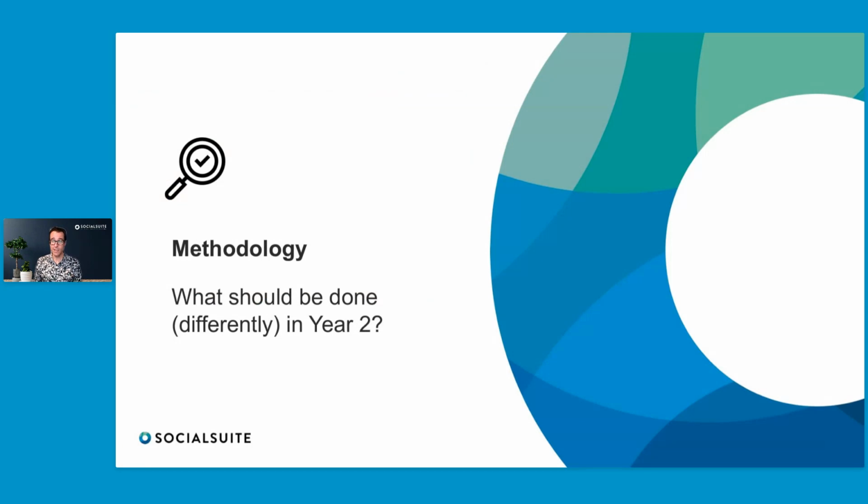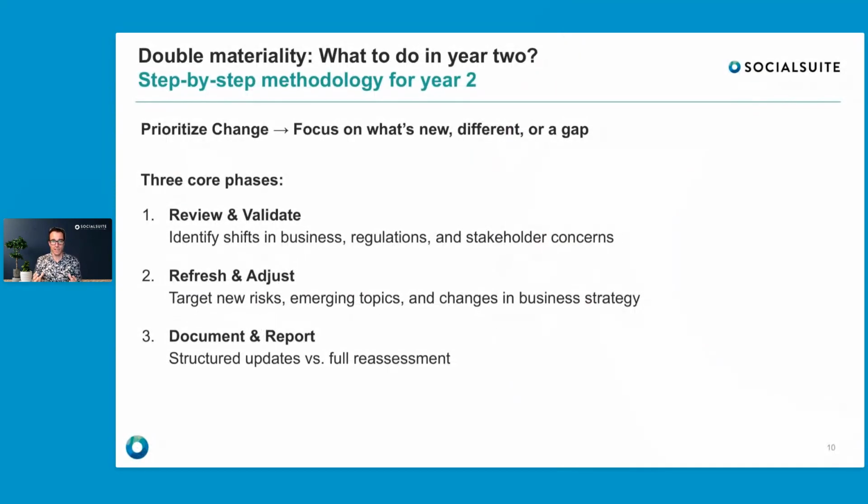So if we think about that methodology, then for year 2, what should we be doing differently? The key focus here in terms of a step-by-step methodology for year 2 and any subsequent year, the key thing to keep in mind is that what we're going to focus on is prioritizing change. So every step of the way, keep that in mind. And what do we mean with change?